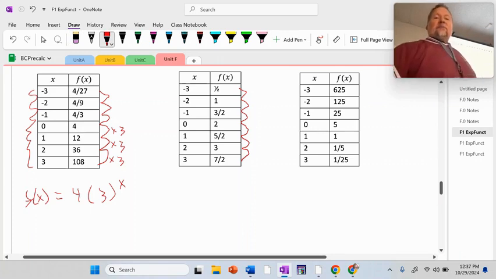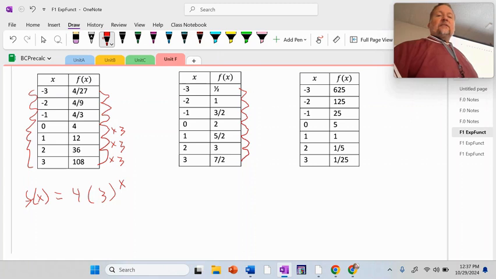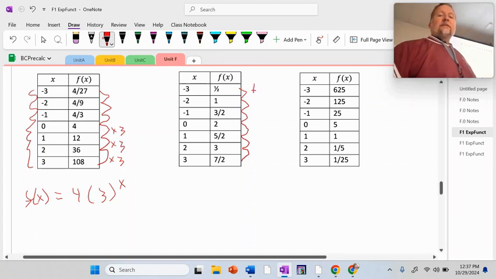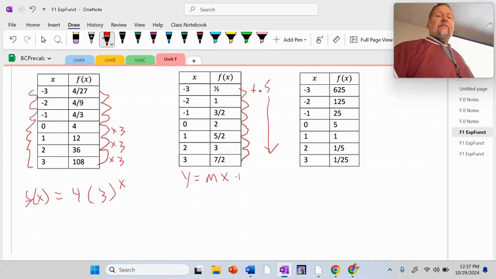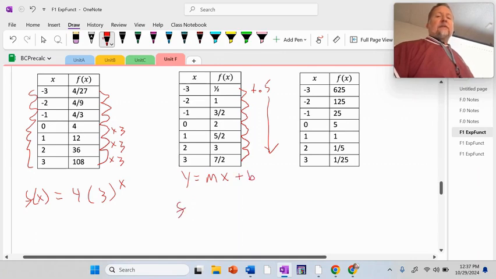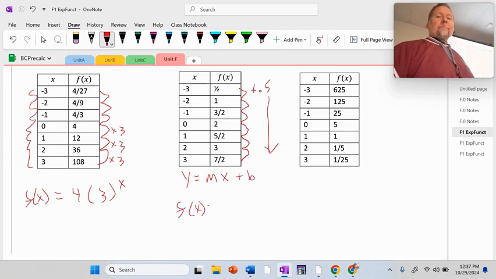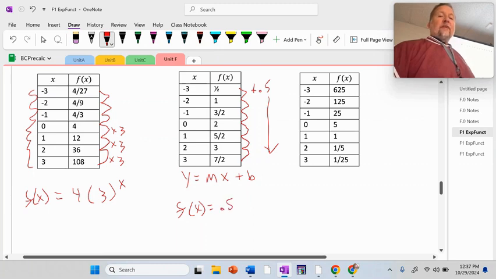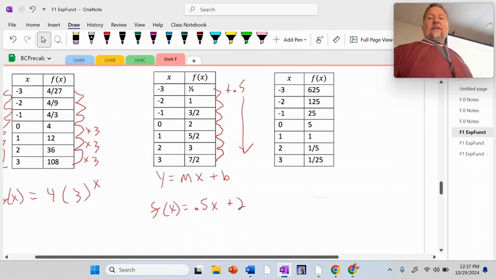Okay, the next one we already said was linear. What's our common difference? Plus 0.5 all the way down, right? So if it's linear, it's y equals mx plus b, or we'll change that to f of x. So I'll write f of x. What's m? 0.5. And what's b? The y-intercept. That should be easy. 2. Simple Simon stuff.